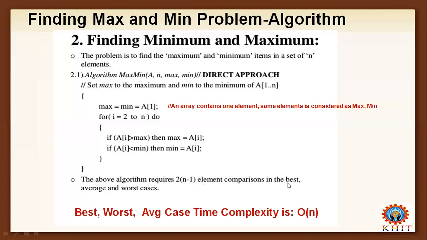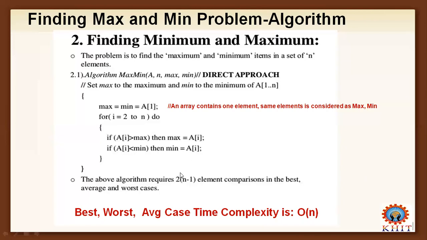So in the best, worst, and average case, the time complexity in all cases for the max-min problem is order of n. Why? Because we need to solve the given expression into the time complexity. How to solve it? The expression is 2 into n minus 1.